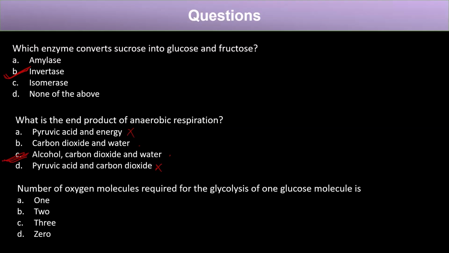Now, question 3: the number of oxygen molecules required for glycolysis of one glucose molecule. Just look at the question carefully. Here it is asking about glycolysis. So in glycolysis, how many oxygen molecules are required? Have we used any oxygen molecule? The answer is no. Oxygen and carbon dioxide are important for respiration, but they are not involved in the glycolysis process. So the correct answer is 0.